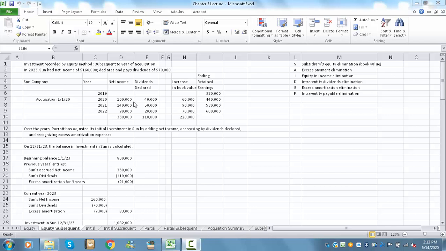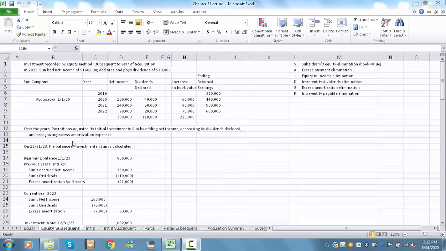Net income for the 3 years is given. The dividends declared are given. The increase or decrease in book value is given. These are for 2020, 21, and 22. This is for 2023. Always be aware of the dates.